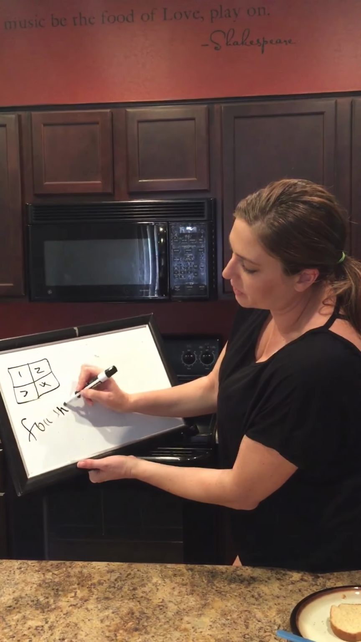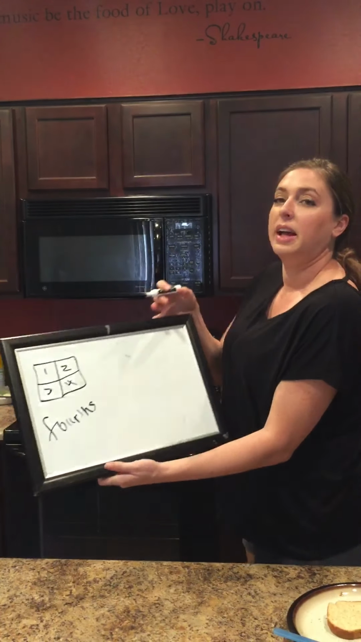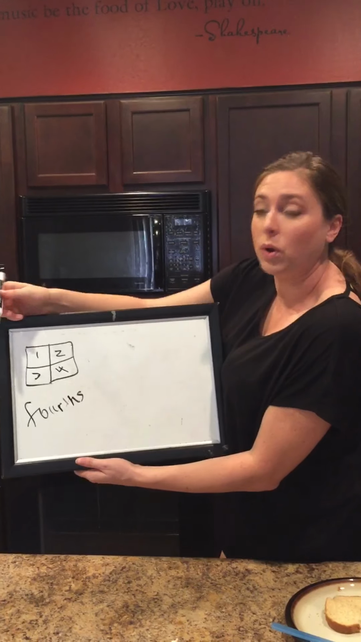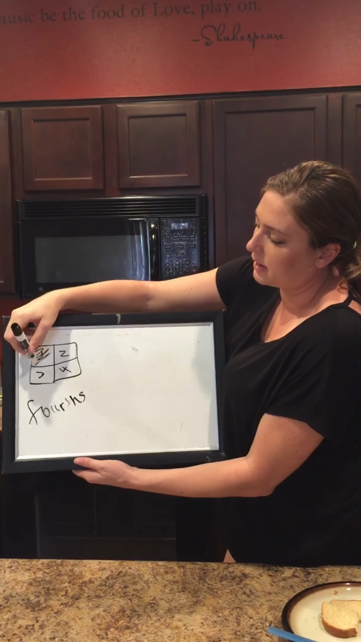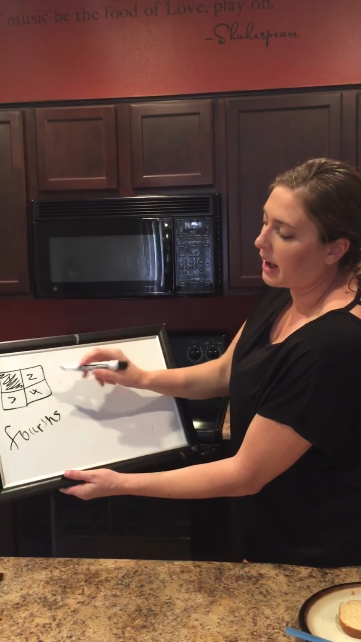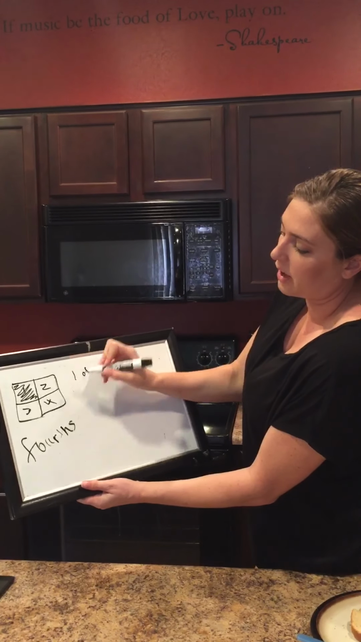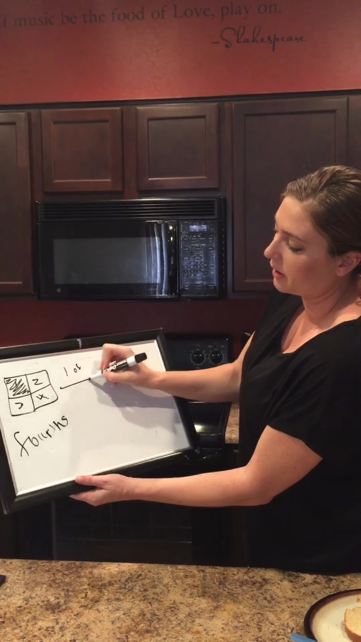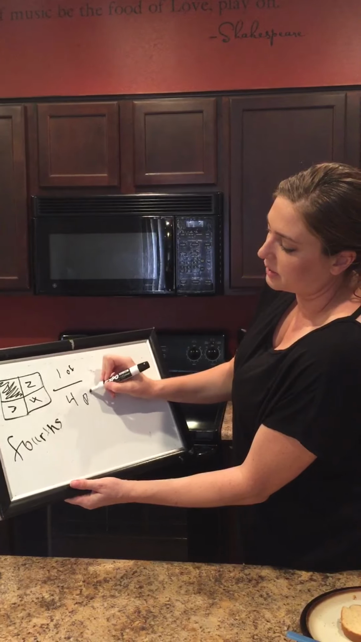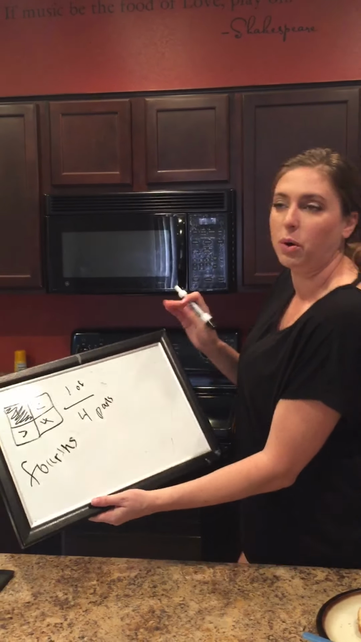You say fourths. Okay? And so I ate, how many? 1 piece, just 1 for myself. Shade that out. 1 out of how many? 1 of 1, 2, 3, 4 parts. And that's how we write our 1/4.